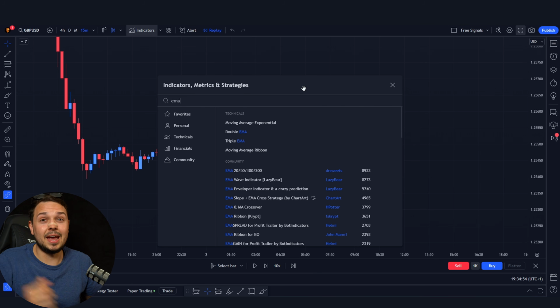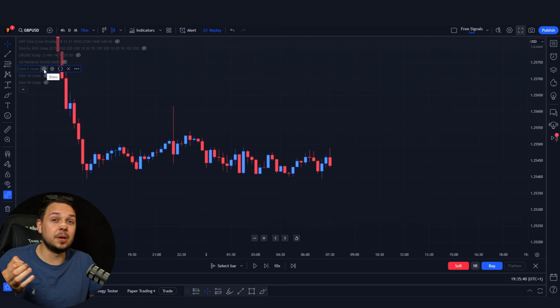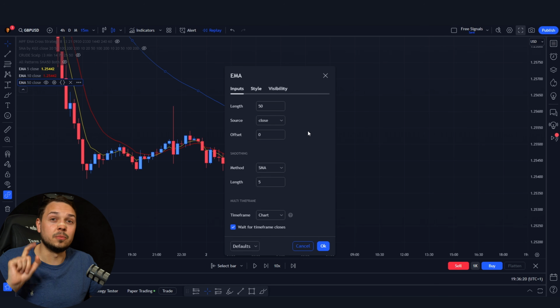We will need 3 exponential moving averages. Simply type in EMA to find them. The trading period lengths will be 5, 10, and 50. For these trading indicators to work properly, make sure the source is selected as close.